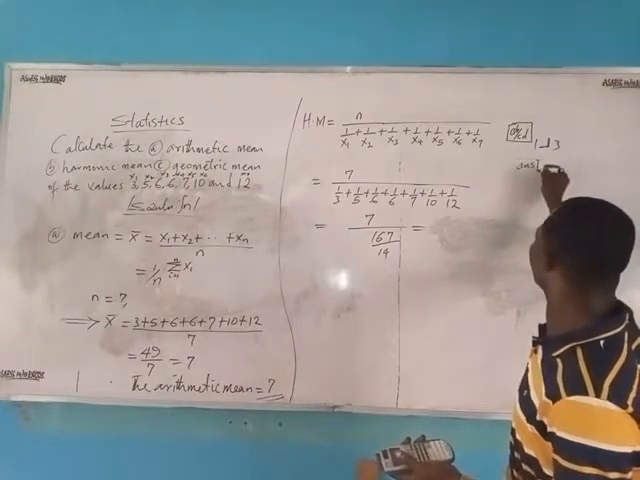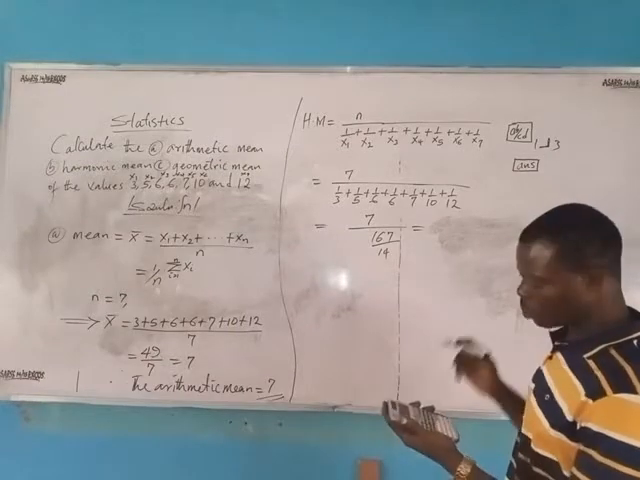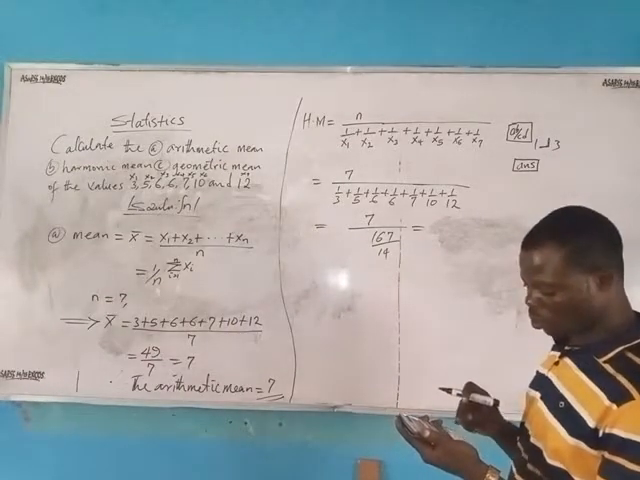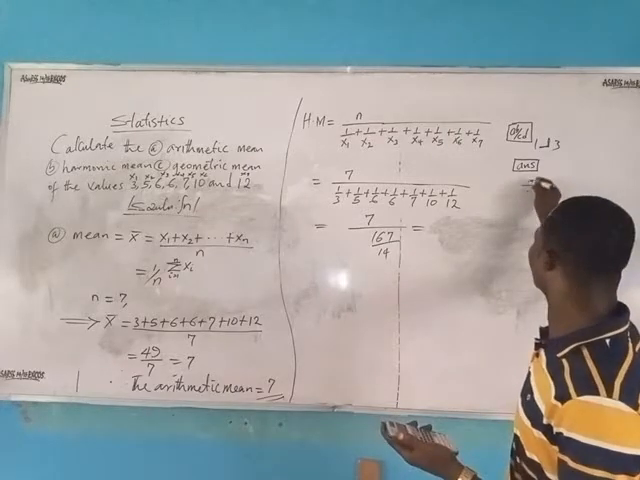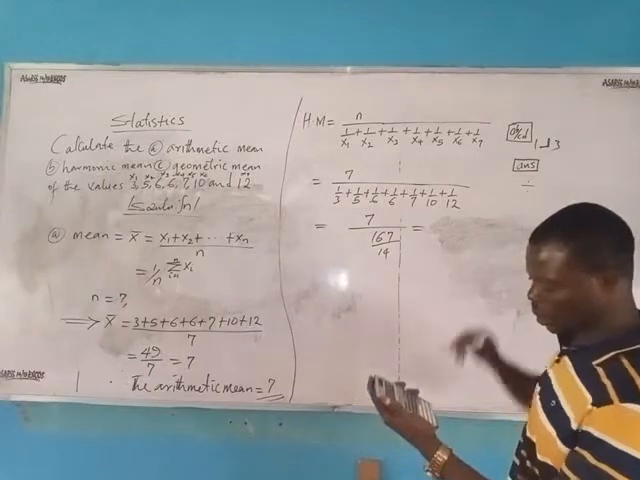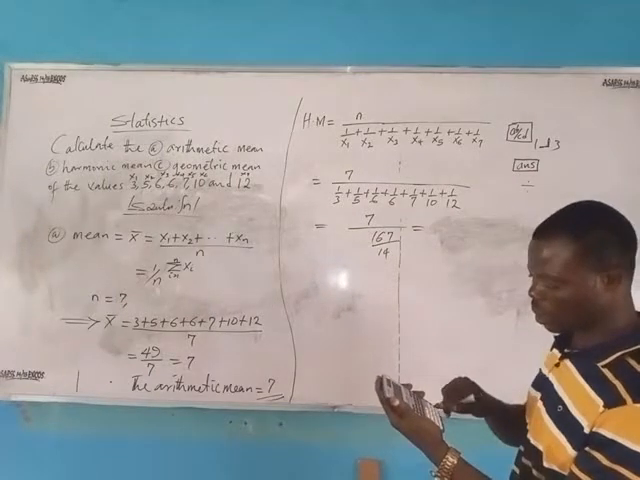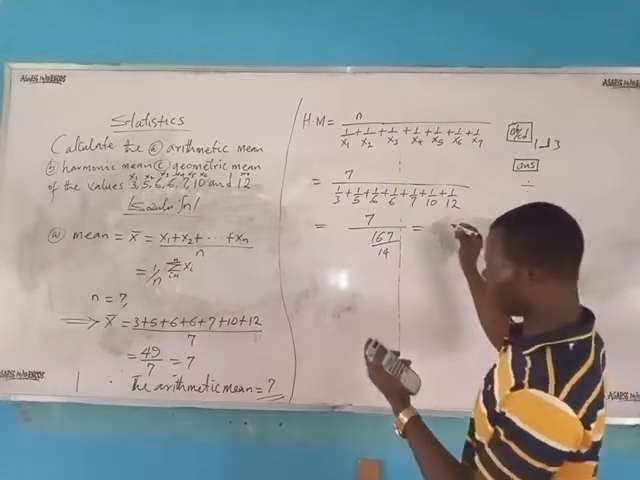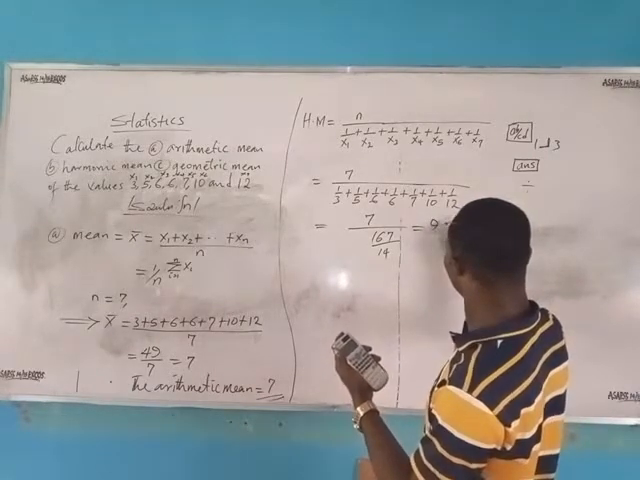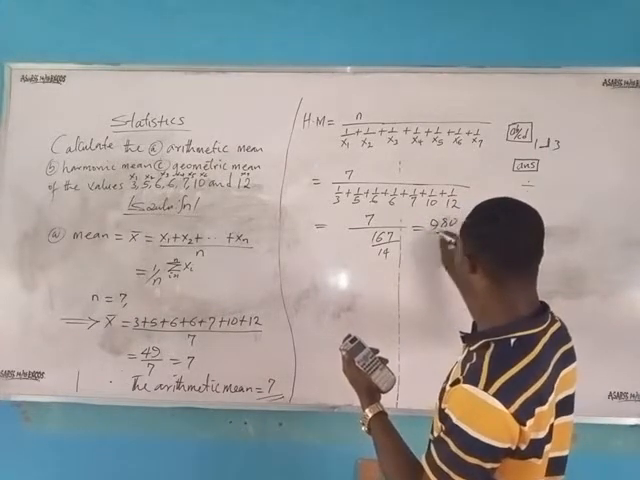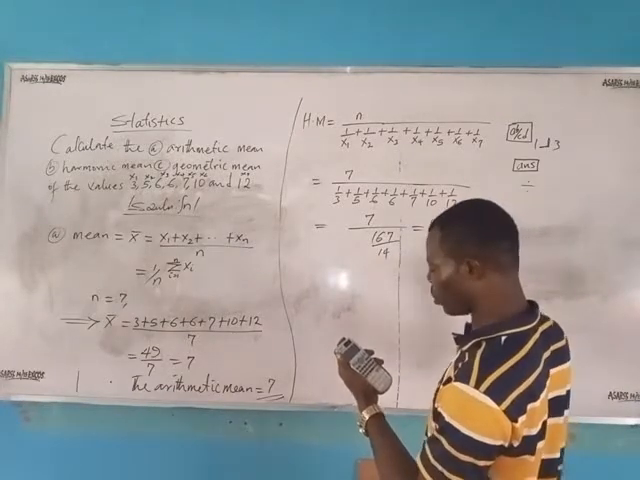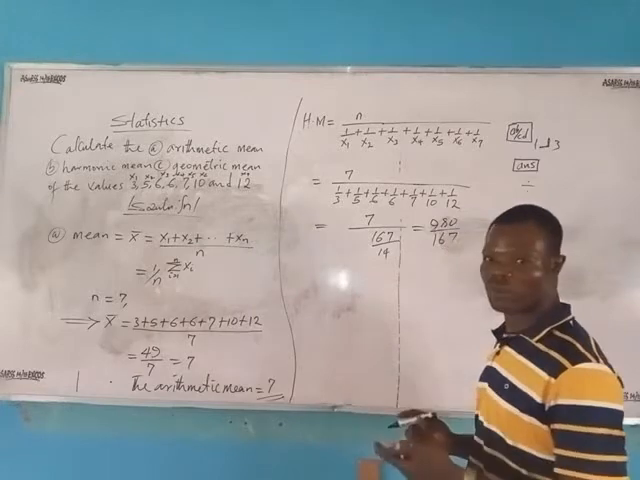So you just press 7, which is the numerator. You press divided by. So this box answer, just press answer is equal to. So the answer is going to be 980 all over 167. So you can also put it in decimal fraction.